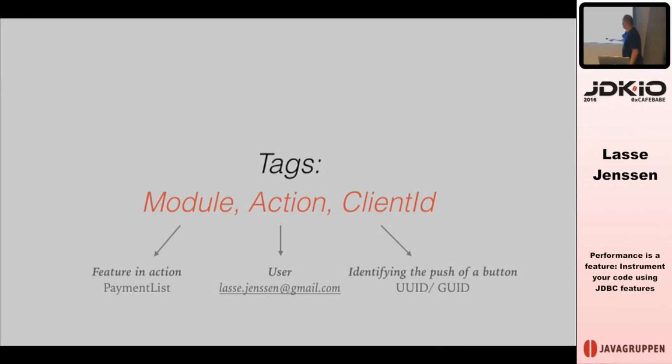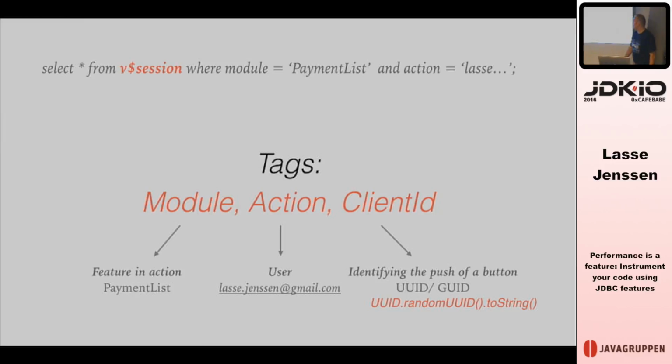But okay, we could narrow it down to one user, and maybe the user that actually had this issue. And then we introduced this unique identifier. And in Java, you could easily do that with a random UUID. So it's actually very easy to generate one.